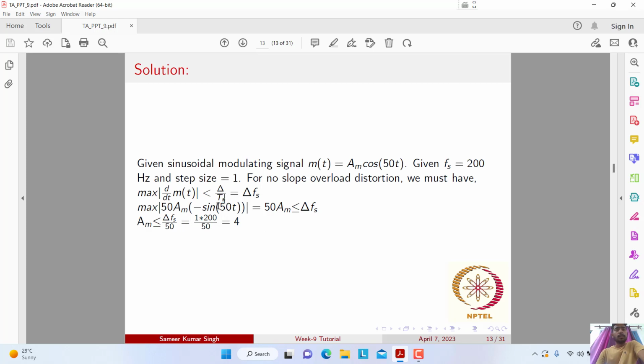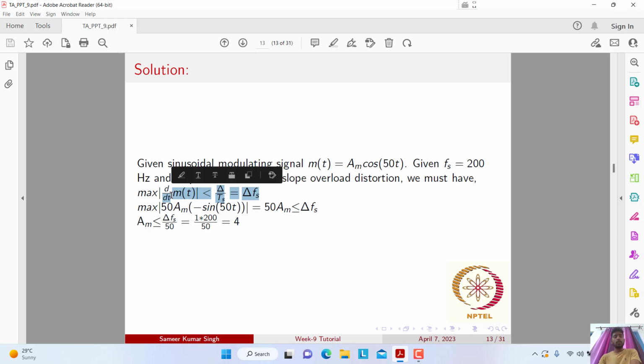Delta and Ts are not given, so we have to fix some frequency. We can replace 1 upon Ts by fs. So we have to use this condition to avoid slope overload distortion. What is the message? Our message signal is Am cos 50t, the sampling frequency is 200 Hz and the step size is 1. So we will just put all these values in this equation.